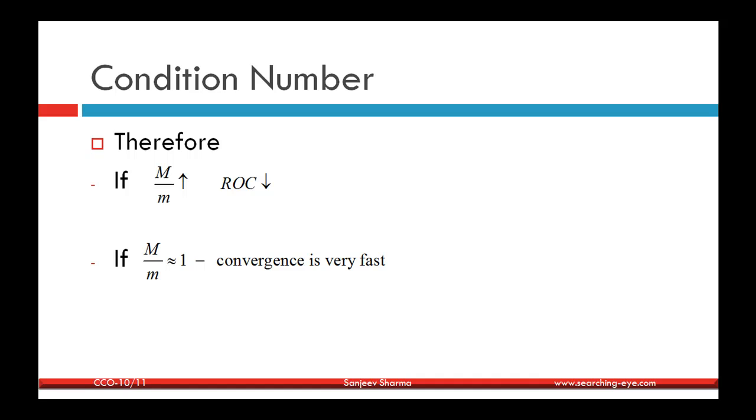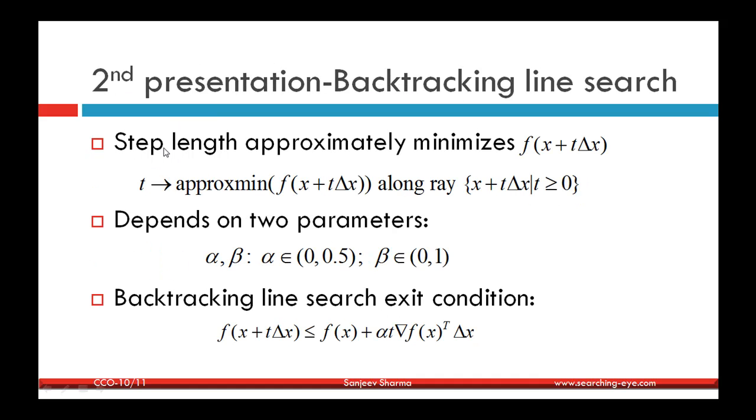So this was for the exact line search method, and for the backtracking line search method a similar kind of result holds. In the second presentation we discussed that the step length in the backtracking line search approximately minimizes the function f of x plus t delta x along the ray x plus t delta x, such that t is greater than or equal to 0, where there is no operator like approximate. This is just to denote that t approximately minimizes f of x plus t delta x.